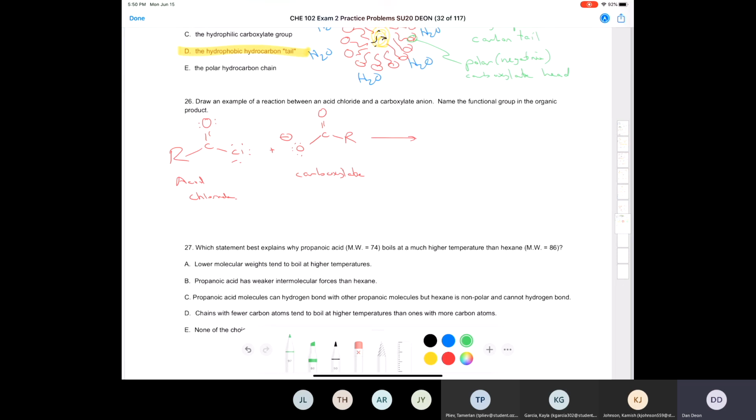The negative charge from my carboxylate is going to be attracted to the delta plus on this carbon, right? Because carbon-oxygen is a polar bond. We see that every day in organic chemistry, multiple times a day. So what happens is you form a bond between the oxygen and the carbon. And it hits the carbon so hard that you actually lose the chlorine atom.